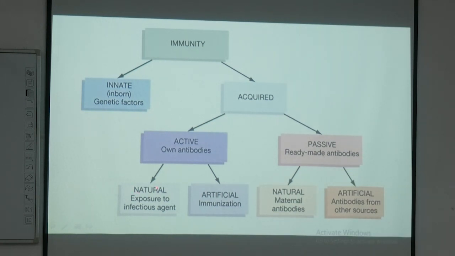So natural active immunity: when someone is infected with some kind of organism or bacteria or virus, after the infection our body produces specialized cells or antibody against that virus. So this is active natural immunity.